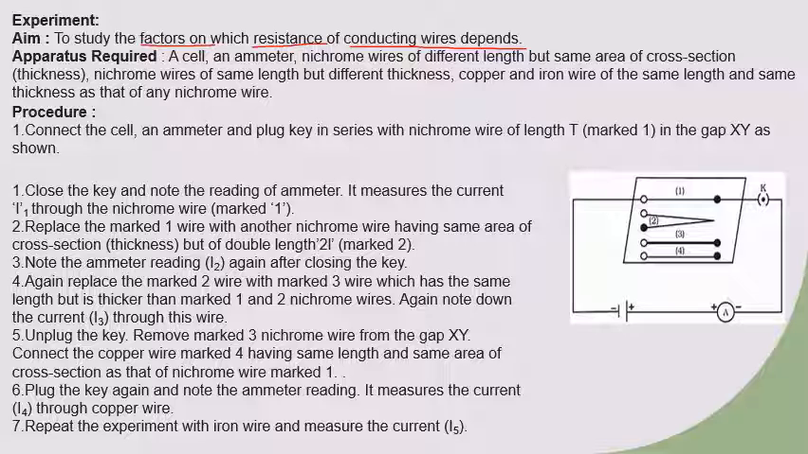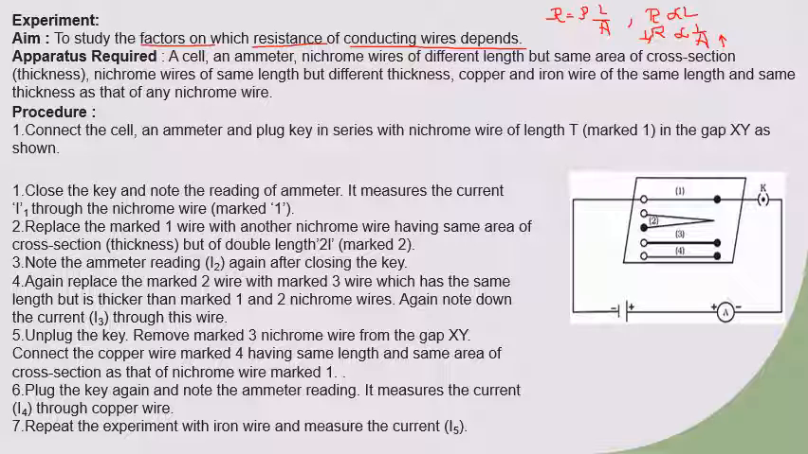Okay, by the formula of the resistance, R is equal to rho L upon A. From this formula we can make out that the resistance is directly proportional to the length. If I increase the length, the resistance will increase, and the resistance is inversely proportional to the area of cross section. If I increase the area of cross section, the resistance will get decreased.